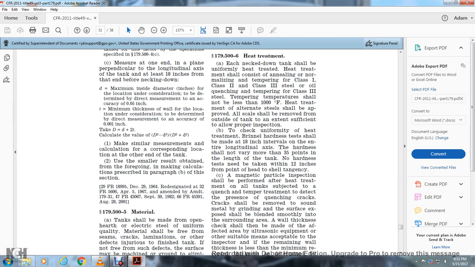Heat treatment of the alloy steels shall be approved. All scales shall be removed from the outside of the tank to an extent sufficient to allow proper inspection. To check the uniformity of the heat treatment, a Brinell hardness test shall be made at 18-inch intervals along the entire length of the tank. The hardness shall not vary by more than 35 points along the length of the tank. Hardness tests need not be taken within 12 inches of the point of the head.